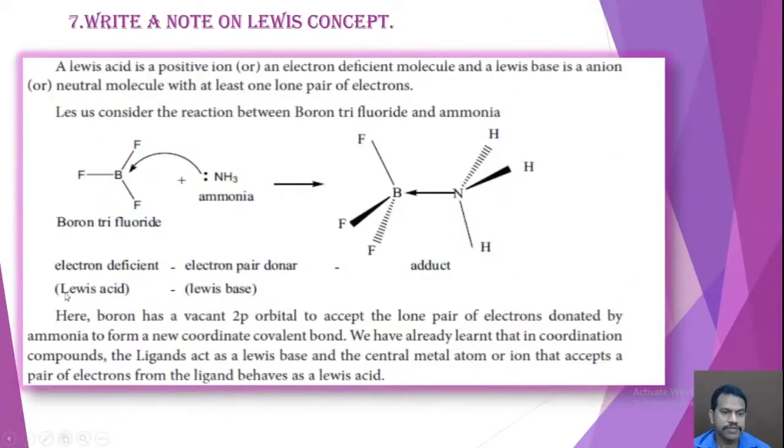Okay, electron acceptor means Lewis acid, electron pair donor means Lewis base. So what are the examples that we have seen? According to that, they have made the paragraph. Boron has a vacant 2p orbital to accept the lone pair of electrons donated by ammonia to form a new coordinate covalent bond. So in the products that we see, the 2 electrons donated by the nitrogen to boron are shown with the arrow mark. This arrow mark is called a coordinate covalent bond. We have already learned about coordination compounds. The ligand acts as a Lewis base and the central metal atom or ion that accepts a pair of electrons from the ligand behaves as a Lewis acid.